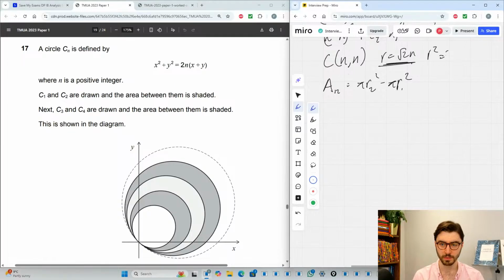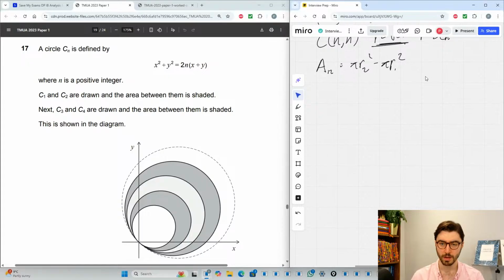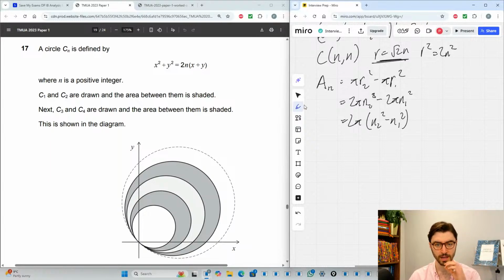Where r squared was equal to 2n squared. We had that from before. So the difference between the two consecutive things is 2 pi n2 squared minus 2 pi n1 squared. So it's 2 pi into n2 squared minus n1 squared for the general case.